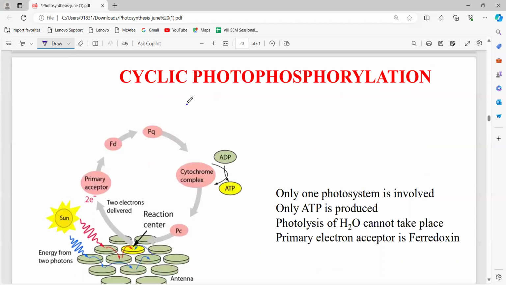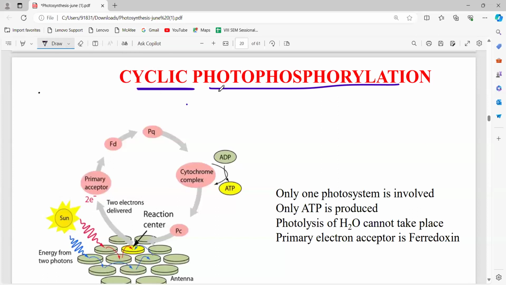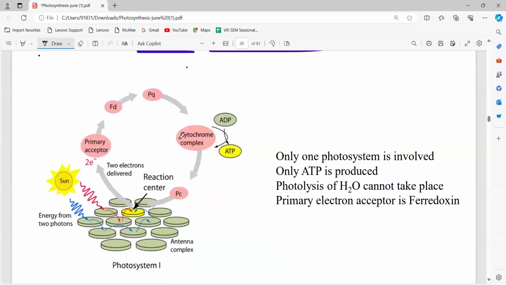First question: why did we use the word cyclic photophosphorylation? What is the reason I have used that word? Because the movement of electrons is in a cyclic manner, which means that wherever the electron started moving, it reaches the same point. That's the reason we call it cyclic photophosphorylation.